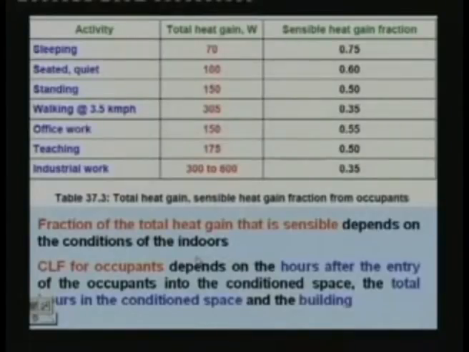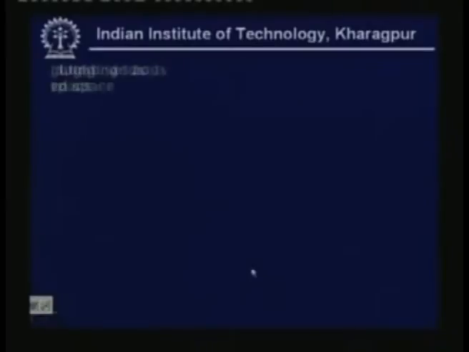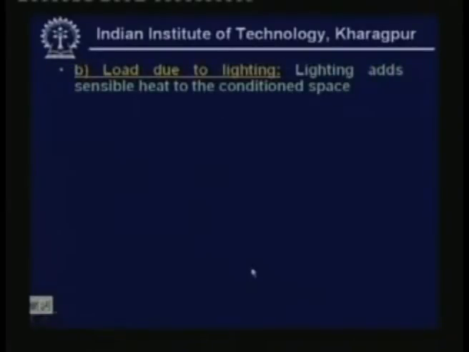Of course, if you do not have any information, it is always better to take a CLF value of 1. So, this is the heat load due to occupants. Next comes load due to lighting.